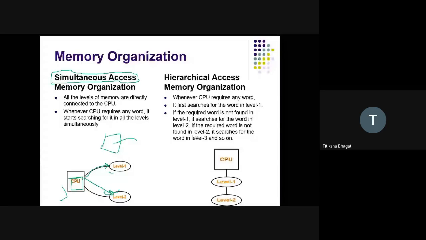Whenever I say simultaneous access, the name itself says that the CPU will try to search for the required data in both memories at once. We have level 1 memory and level 2 memory, with some data stored in level 1 and some data stored in level 2. Then what will the CPU do? It will start searching for the required data at the same time in level 1 as well as in level 2. Getting it?